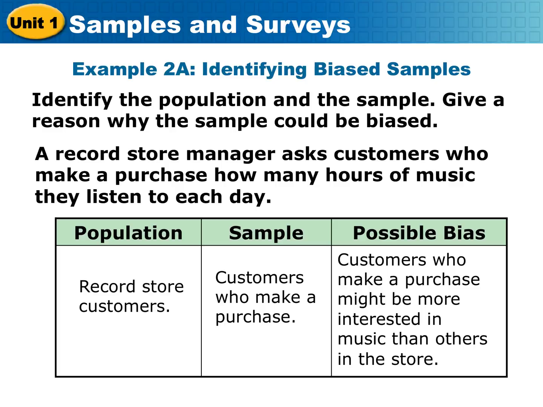So some people might come into the store, but if they don't buy anything, they're not going to be sampled. And the possible bias is if you're going to buy something, you probably don't mind the store. And maybe you like the type of music they're selling there. Or if it's a record store, maybe you're a fan of records versus CDs or using your iPod or something.